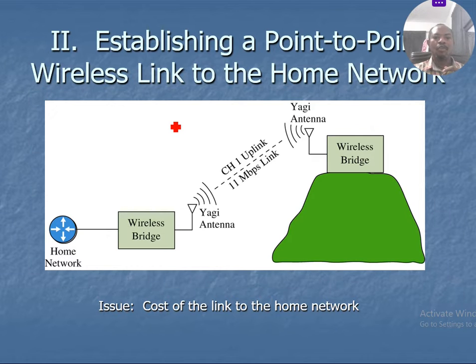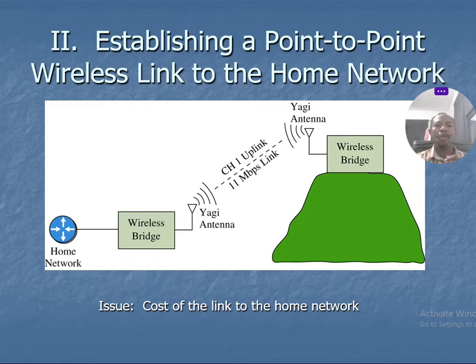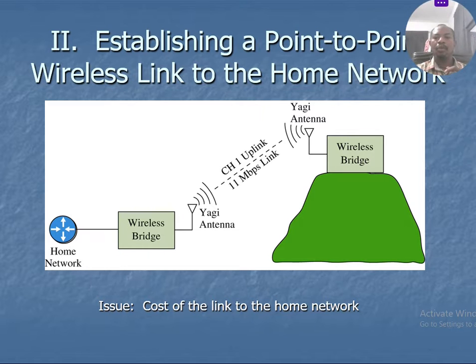Then number 2 we are considering is establishing what we call a point-to-point wireless link to the home network. Now here is our home network. This place is our home network. Okay. Now from here, from the home network, we have what we call the wireless bridge. We connect a bridge, okay, to this.